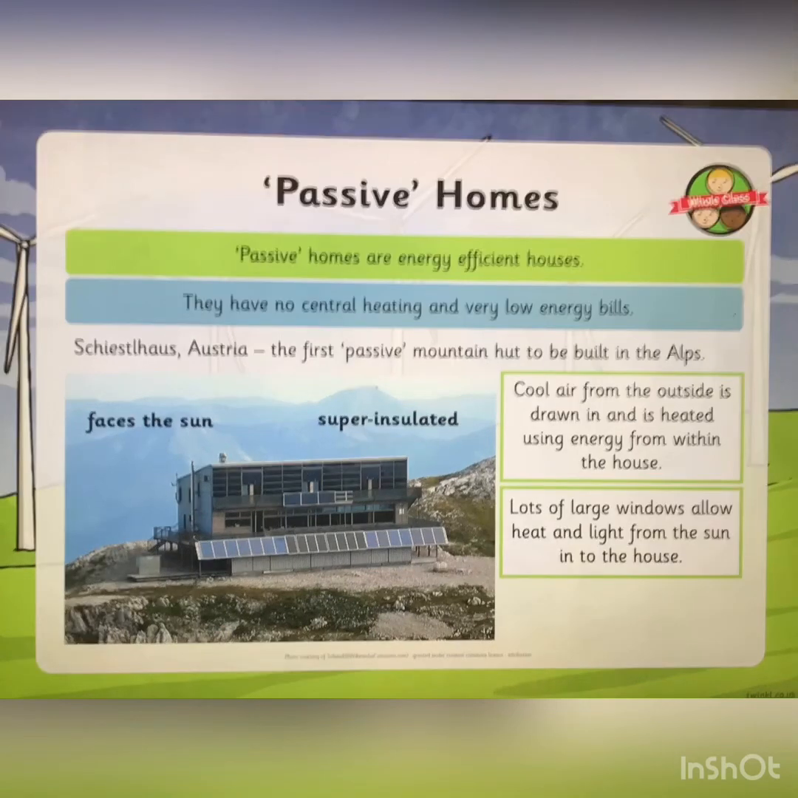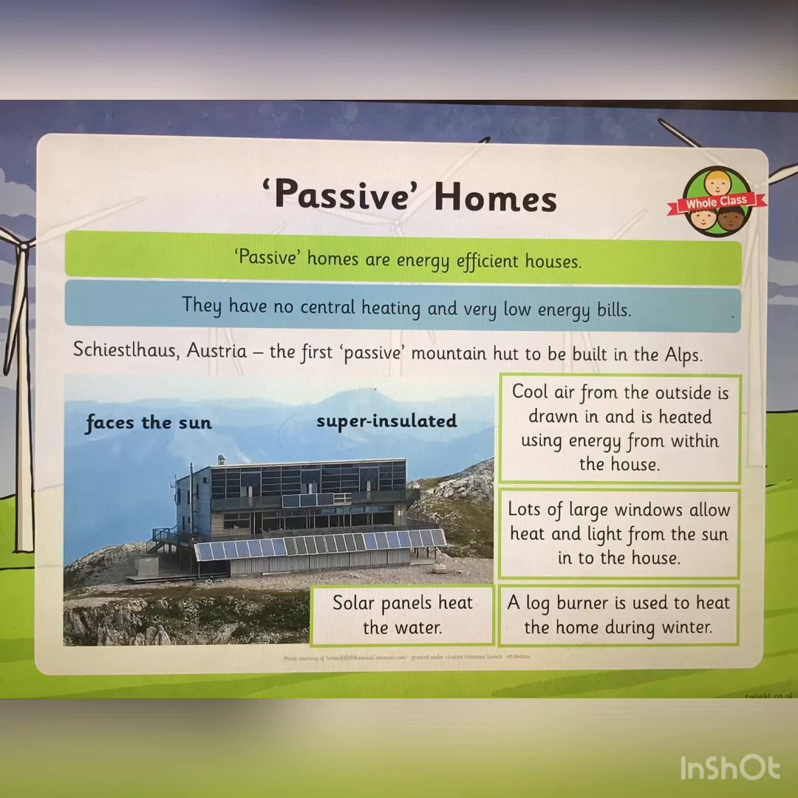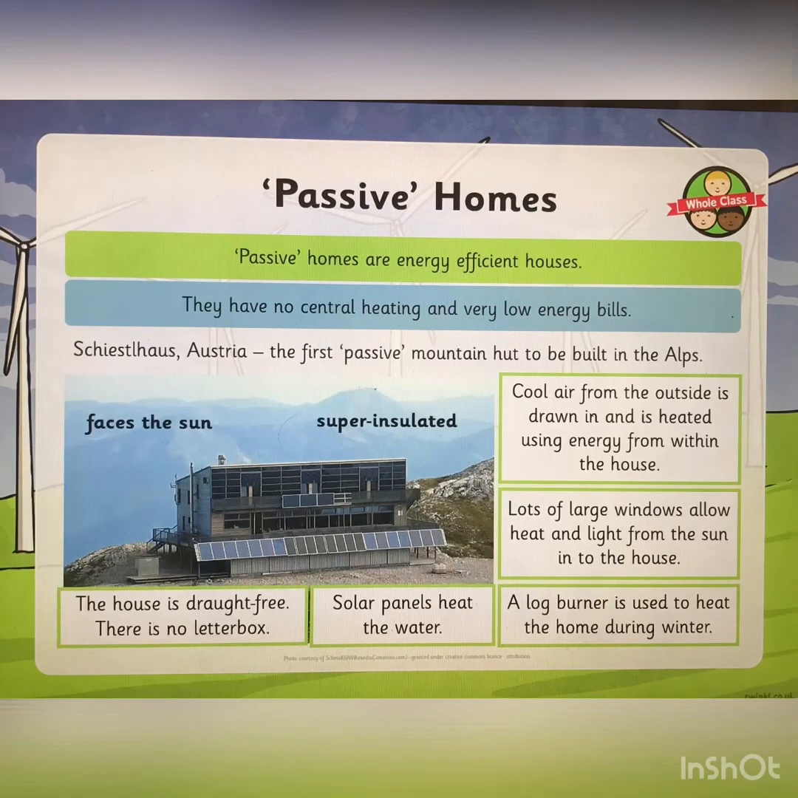Also, there are lots of large windows that allow the heat from the sun to come in and warm the house naturally. A log burner is used to burn wood to keep the house warm in the wintertime. Remember, that's carbon neutral, not any new CO2 into the atmosphere. It also has solar panels to heat the water in the house so you don't have to use a boiler to take a warm shower. Very efficient. And finally, the house is draft free. There are no little cracks. There's not even a letterbox that lets cold air in. It seals all cracks in the house.